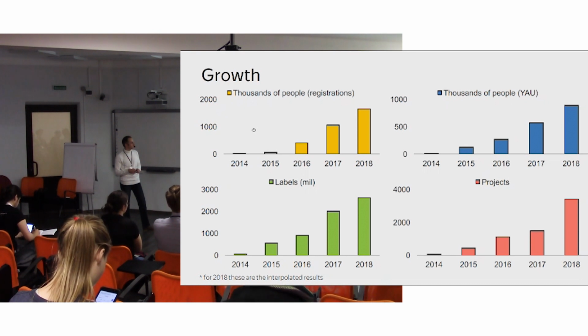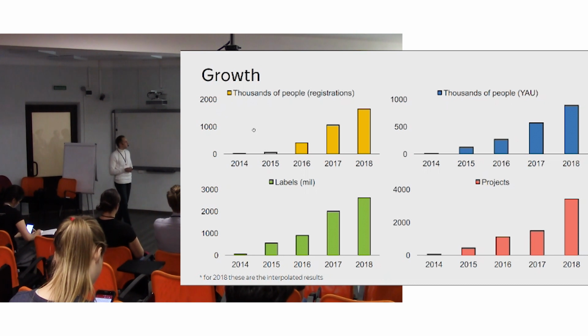And we have about 4,000 projects in this year, where a project is a set of labels or tasks of similar purpose from one requester. And as far as I know, this is pretty comparable to the hugest competitors like Mechanical Turk from Amazon and some others.